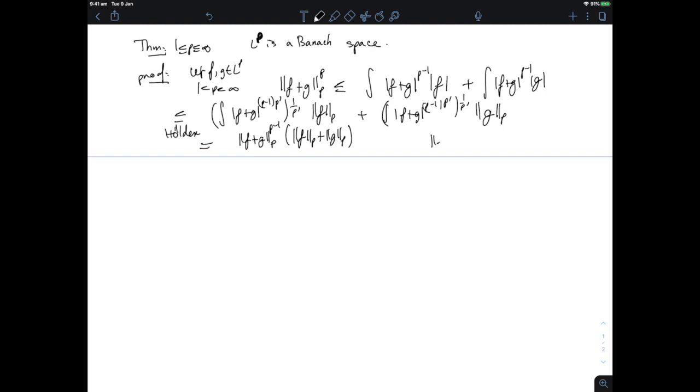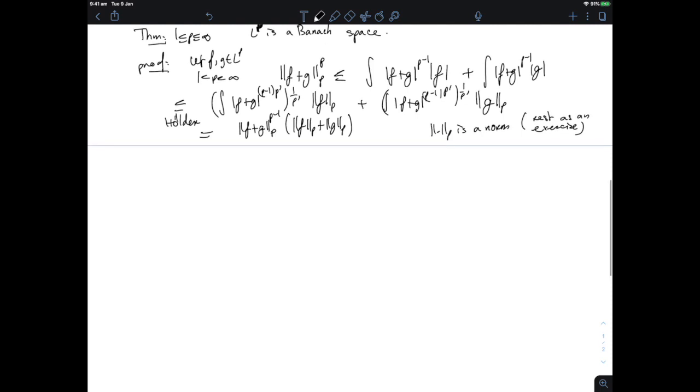So the LP norm is a norm, and the rest is an exercise, especially the case p equal infinity. All right, now that we've done that, let's get to the heart of the matter, which is proving that for this norm, the LP space is complete. There are going to be two cases: when p is finite and when p is infinite. So let's start with the case where p is finite. So I have a sequence in LP, which is Cauchy, and I want to show that it converges.